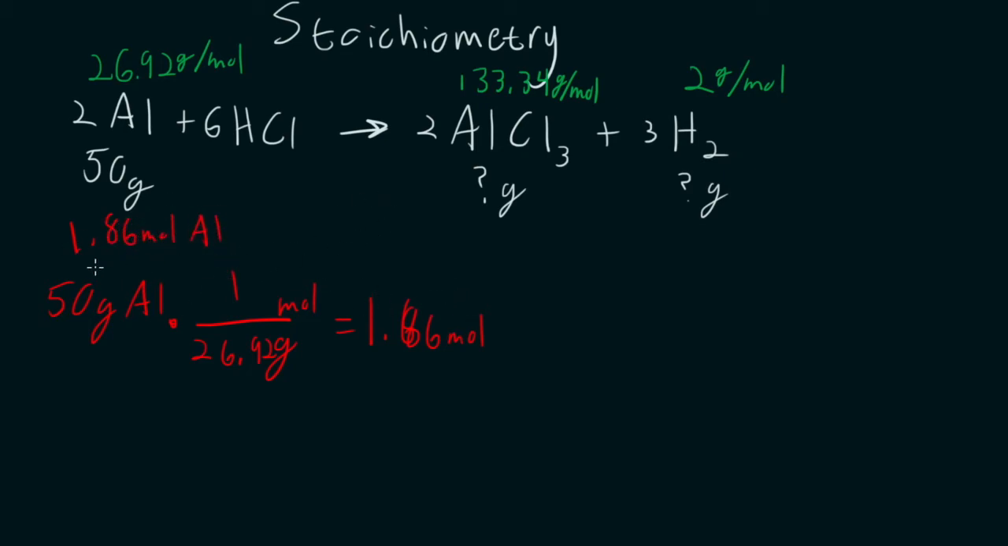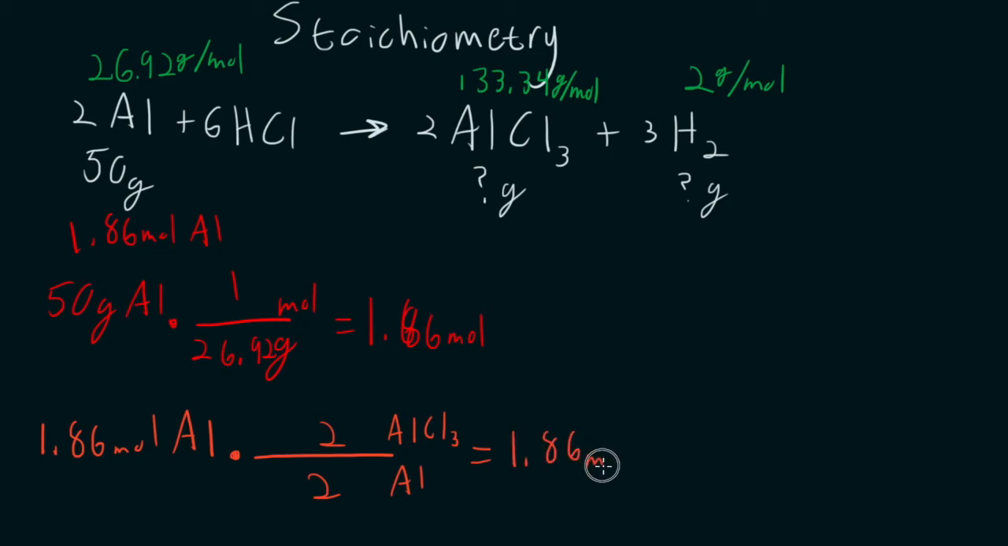Okay, so now I need to convert those moles to moles of aluminum chloride and moles of hydrogen gas. Let's do that in this orange. So we're going to go 1.86 moles of aluminum, from aluminum to aluminum chloride. So we're getting rid of aluminum and going to aluminum chloride. Here we've got 2 moles of aluminum and 2 moles of aluminum chloride. It's nice and easy, that cancels out. So we're going to end up with 1.86 moles of aluminum chloride. Great, let's write that up here. We've got 1.86 moles of aluminum chloride.